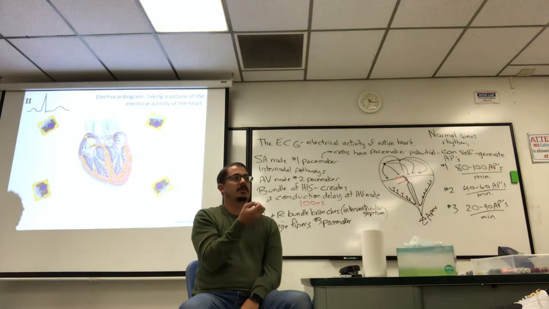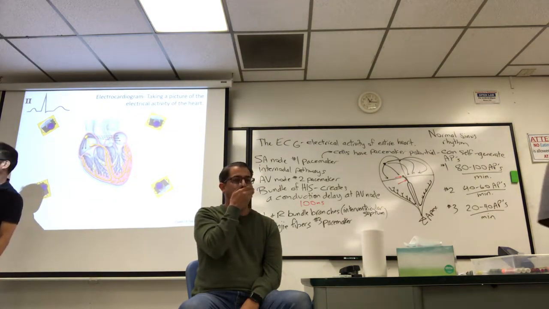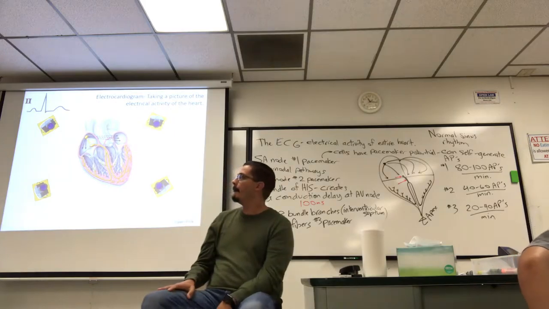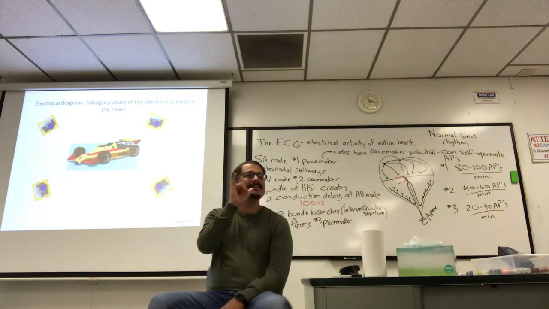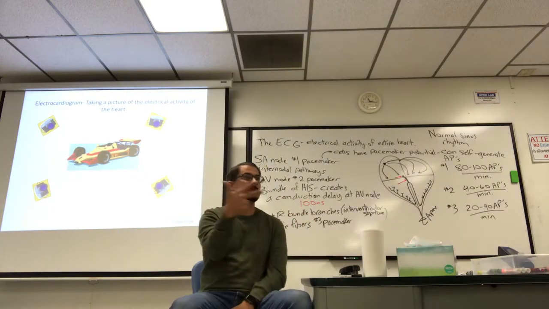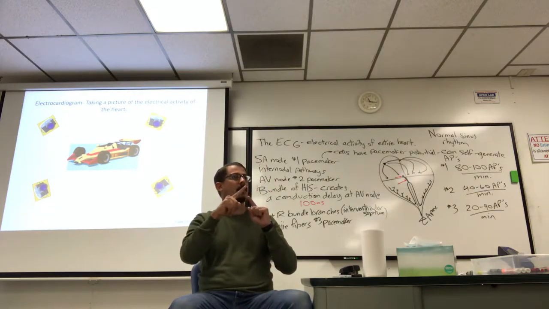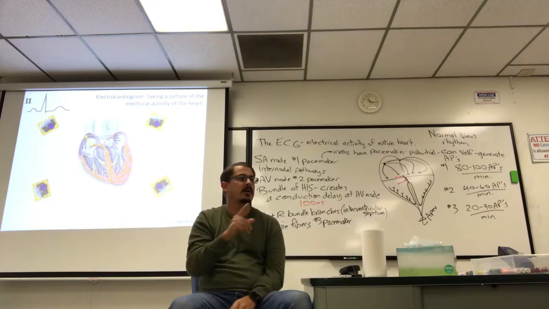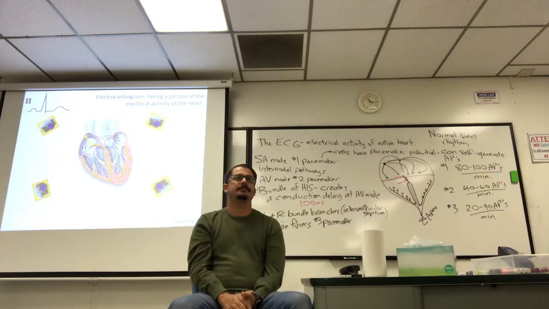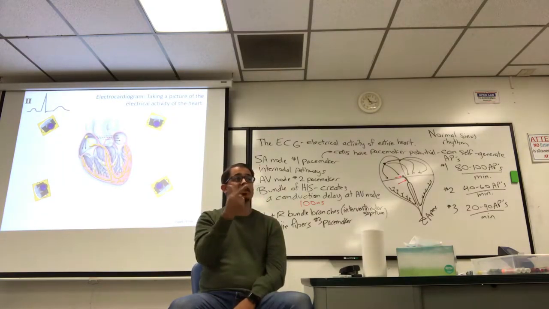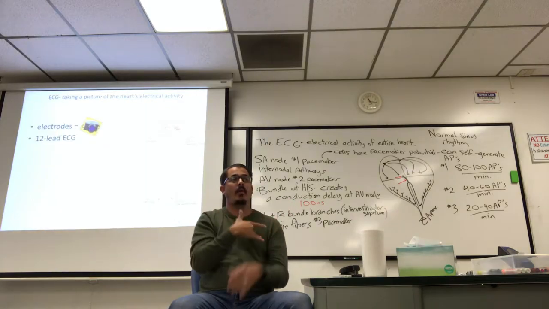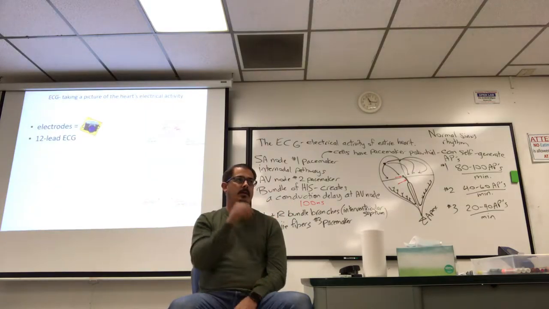So to get a view of it in the lab, in your subject, it's like taking a picture of a race car. If you were to take a picture of a race car from the front or the back, you get a different vantage point, but you're taking a picture of the same car. So much like taking a picture of anything, an ECG is taking a picture of the electrical activity of the heart. Instead of a camera, we have electrodes.